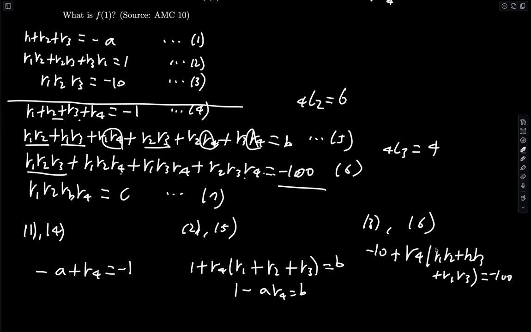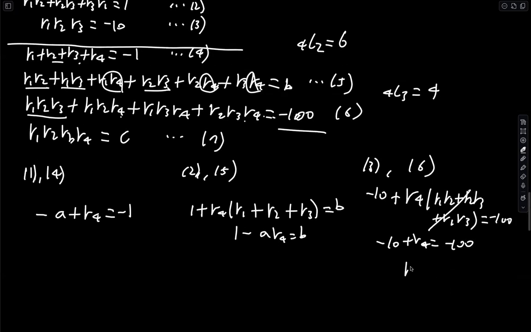And we also know that r sub 1 r sub 2 plus r sub 2 r sub 3 plus r sub 3 r sub 1 is equal to 1. So this whole thing just cancels. It's equal to 1. So we know this. Oh, great. We can find the value of r sub 4. We know that r sub 4 is equal to negative 90.